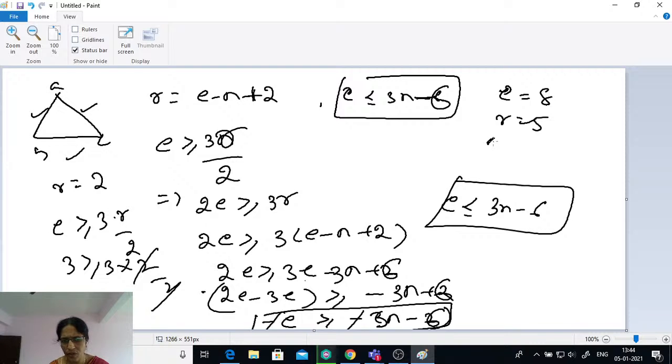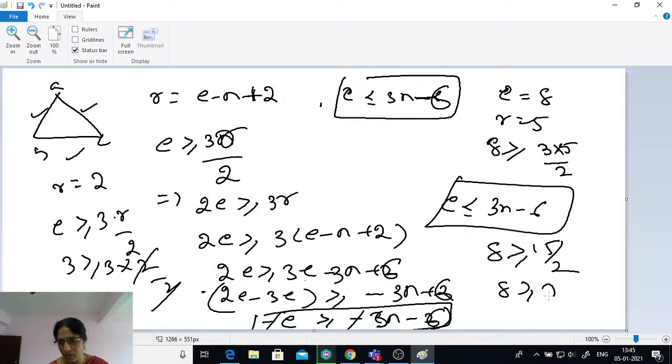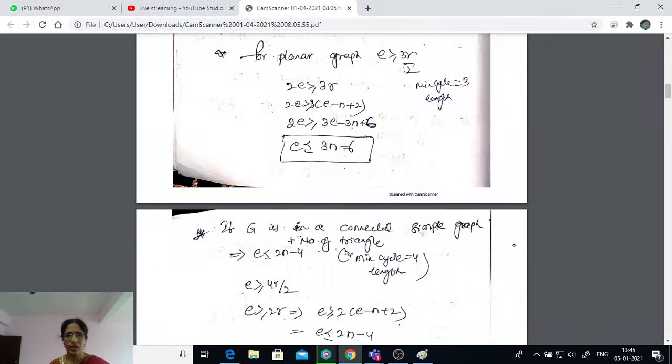That is number of edges 8, edges greater than or equal to here 3 into number of regions 5 divided by 2. That is 8 greater than or equal to 3 into 5, that is 15 divided by 2, nothing but 7.5. So this is also satisfied. Okay, so next one, if G is a connected simple graph.